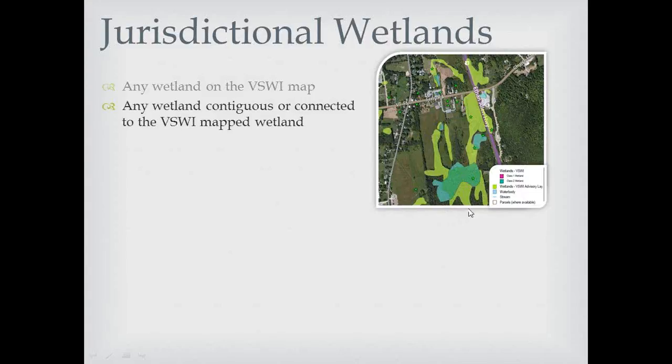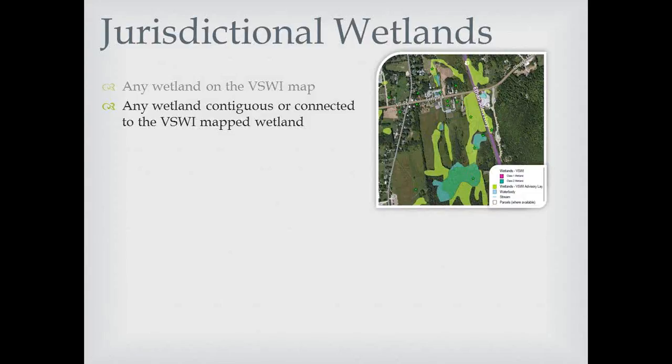Now, not only are those protected, but any wetland adjacent or contiguous to those VSWI mapped wetlands are also considered significant. This is mainly due to the fact that these maps were made from aerial photos taken at a 1 to 80,000 scale, and they're in no way accurate. So any sort of evaluation of wetlands requires ground proofing to determine where the actual wetland is and where those boundaries are. So in this case, if all of these lighter green polygons were actually mapped wetlands, because they're connected or touching this VSWI, those would also be considered significant.